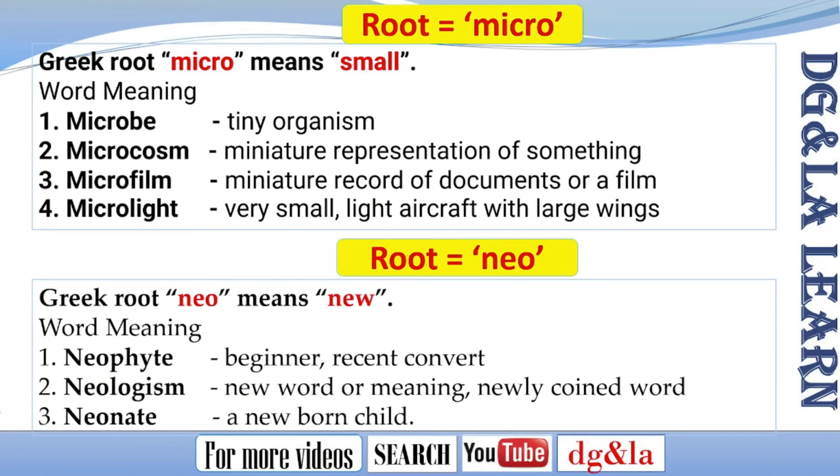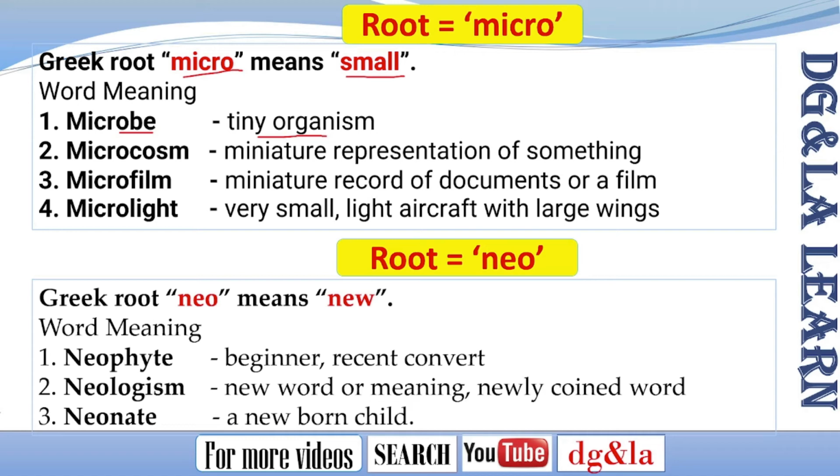The next root is micro. So as we have seen, macro, which means large, the opposite one, micro, which means small. So general and common terms, microbe. Microbe means a small, tiny organism. Microbes, microorganisms, all those are just tiny living things.